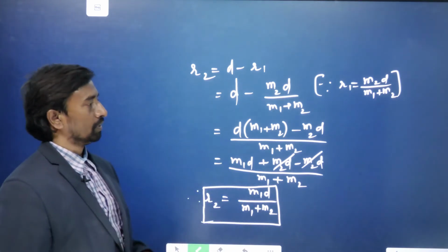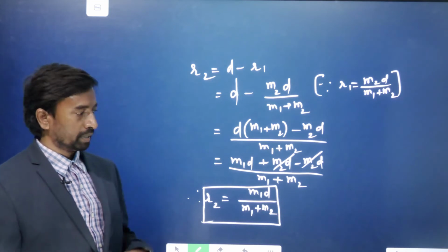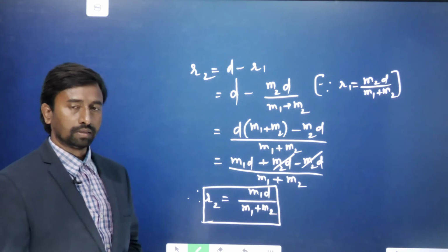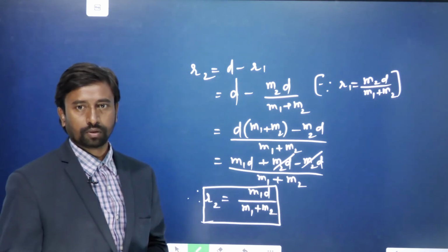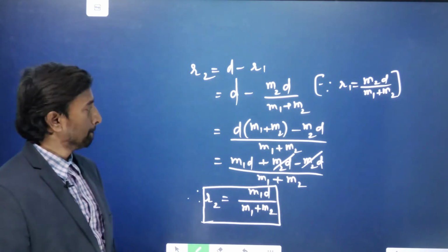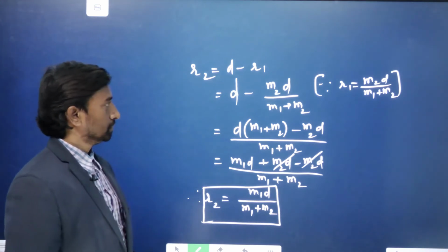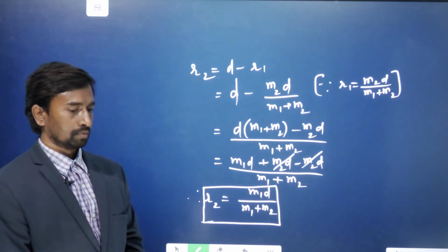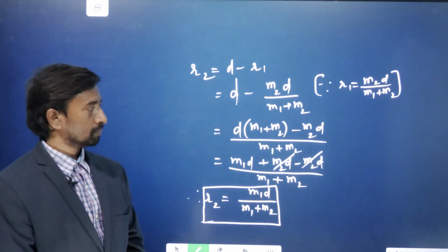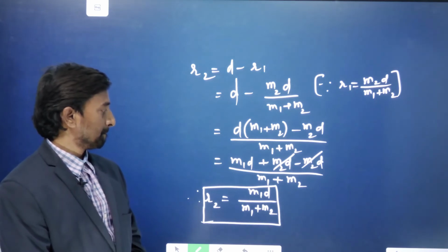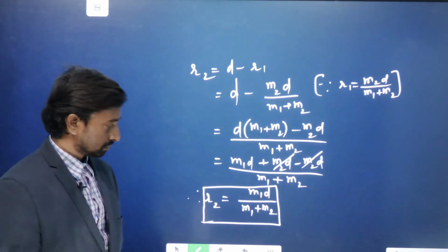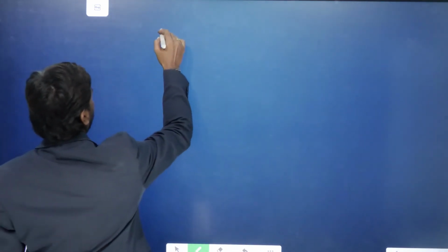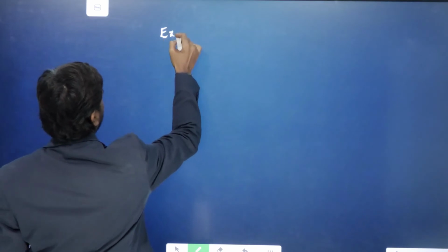So we'll see one example. By that example, we can find out the center of mass of the system of two particles. Okay. It's clear, children? We'll see one example.